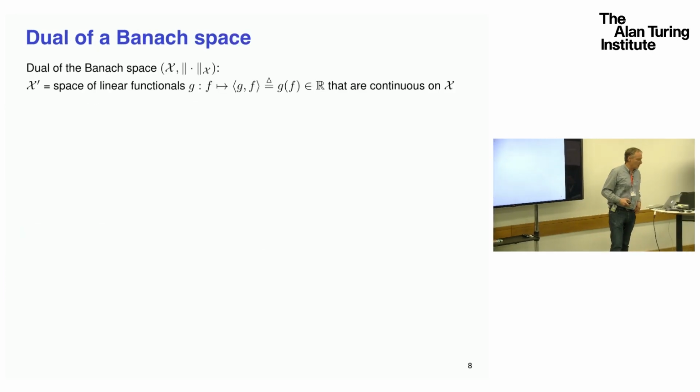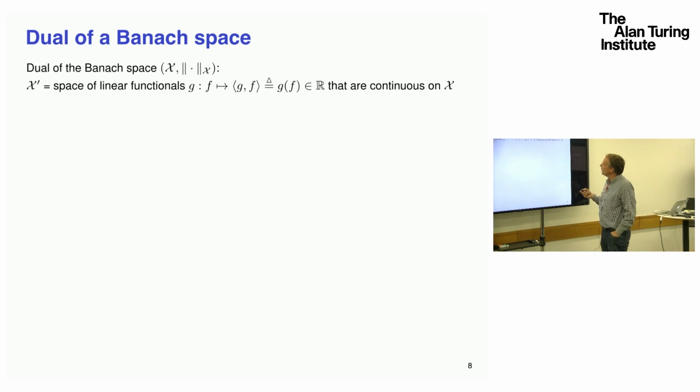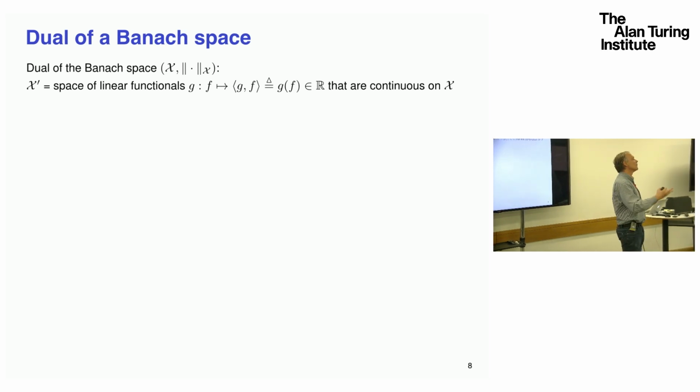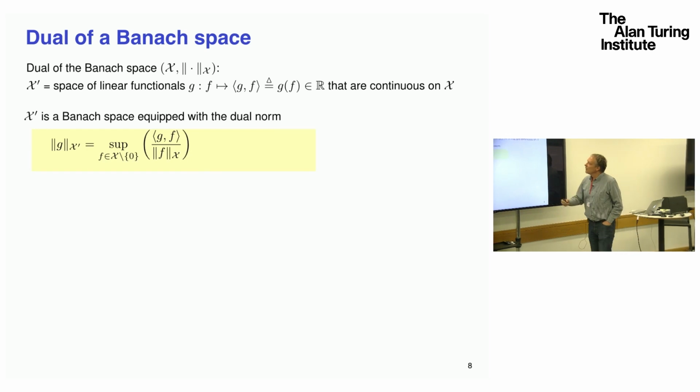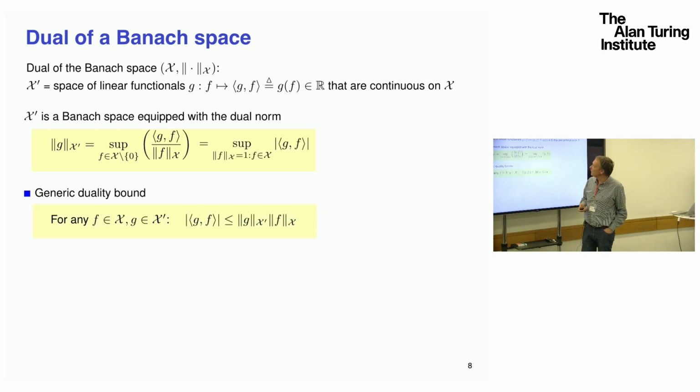Now, if you have a Banach space, what's important is the dual of a Banach space. As you know from basic functional analysis, it's just the space of all the continuous linear functionals acting on that space. And the dual space is equipped with this dual norm here. That's the textbook definition. It's just defined as this supremum. So that's very classical stuff.